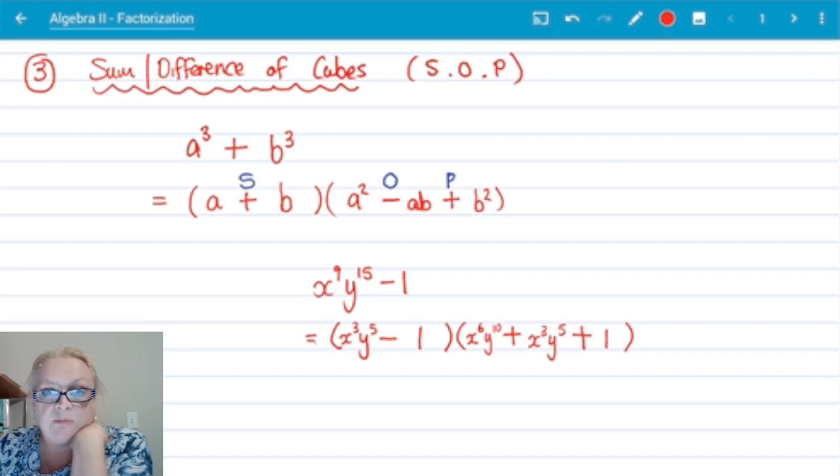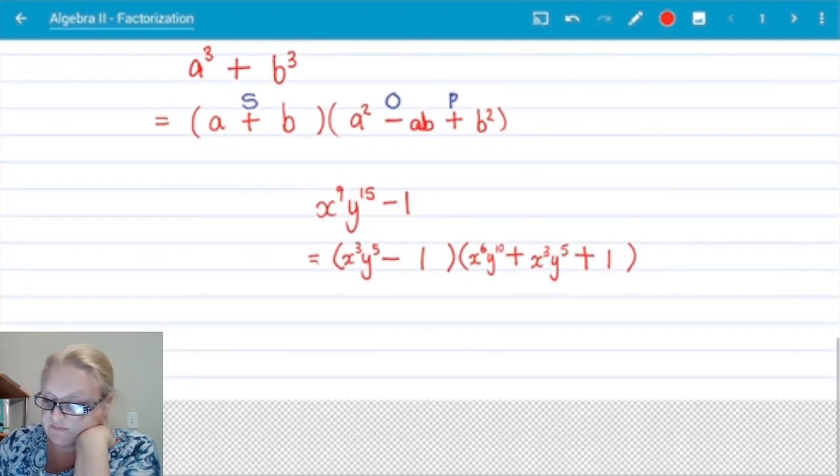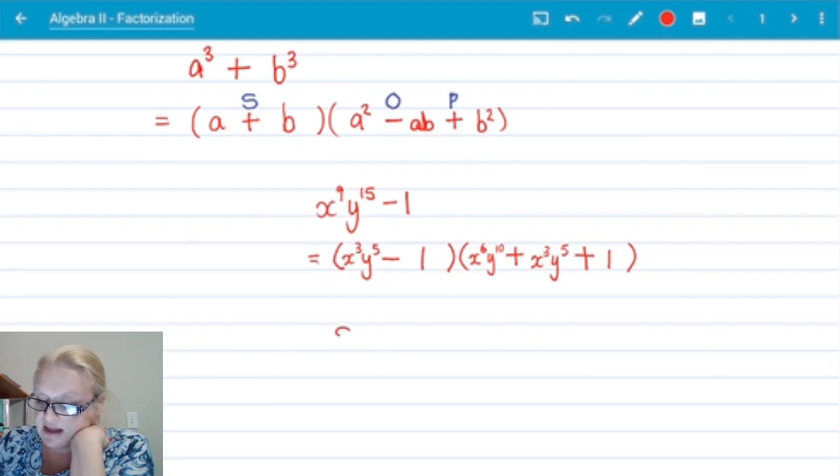One more example of an SOP sum. How about we take 8 minus a to the power of 6. Okay. 8 is 2 cubed, so that's a cube. A to the power of 6 has an exponent that is divisible by 3, so that's also a cube. Hence, I can open up a small bracket and a big bracket. Same sign, opposite sign, always a plus.